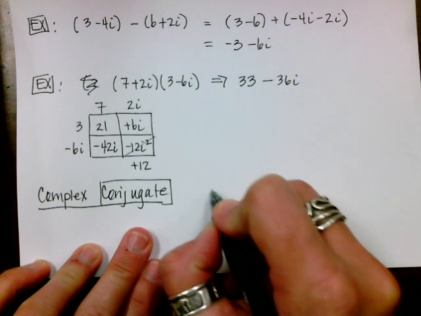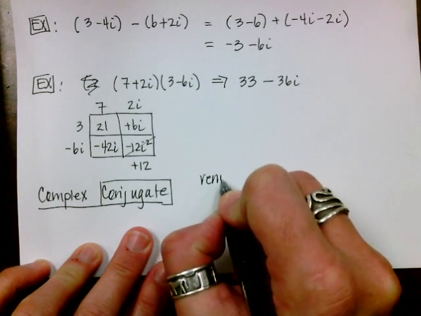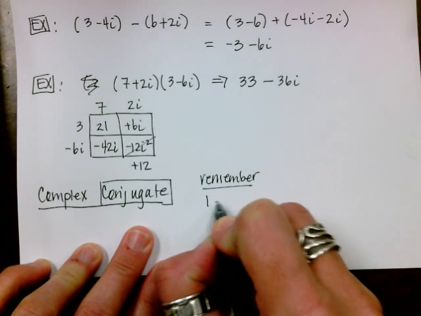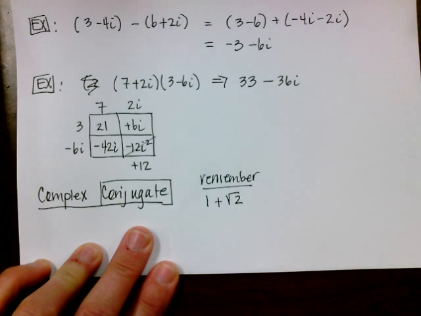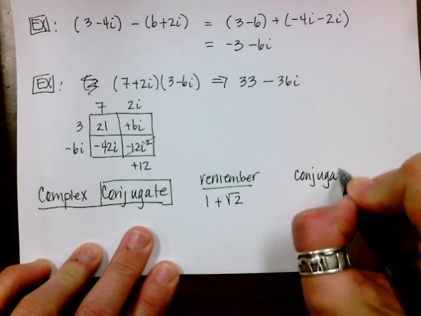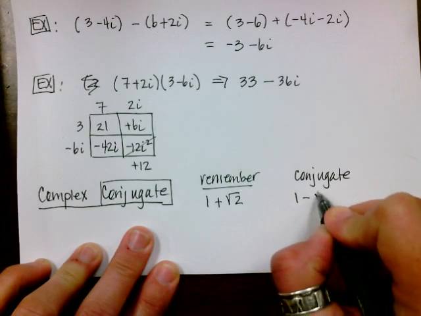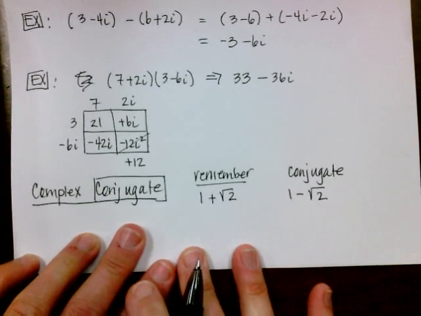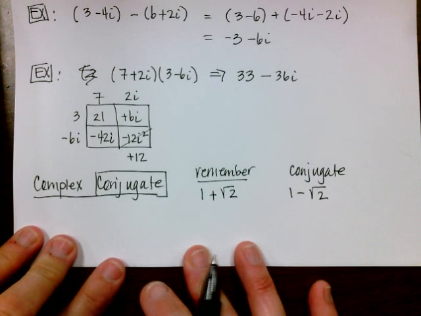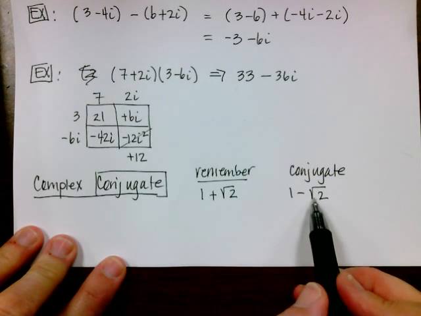So let's go back and remember, R-E-M-E-M-B-E-R. If I have 1 plus radical 2, the conjugate of that was 1 minus radical 2. And the purpose of the conjugate is that when I multiply those two things together, the radical goes away.